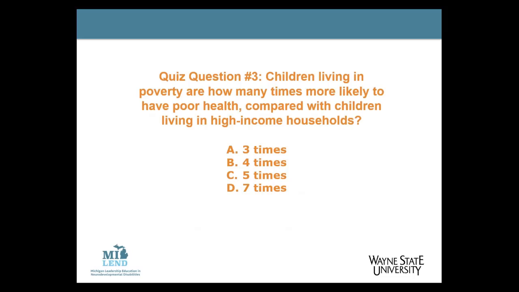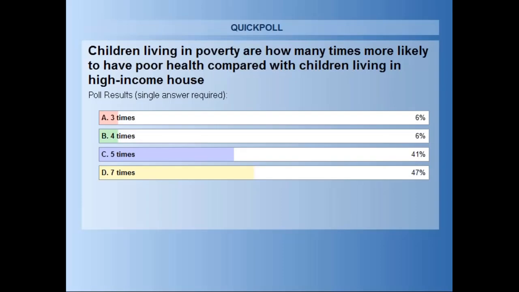Our question number three asked, children living in poverty are how many times more likely to have poor health compared with children living in high-income households? And Mike, our results showed 47% chose option D, 7 times. And that was the correct answer.